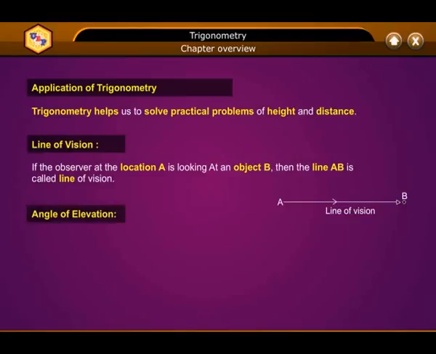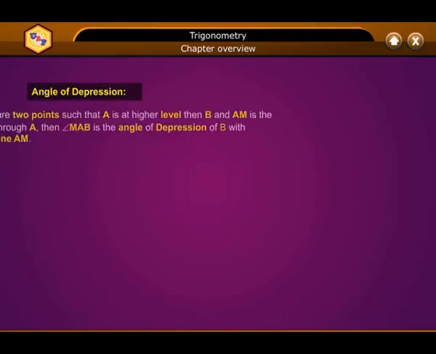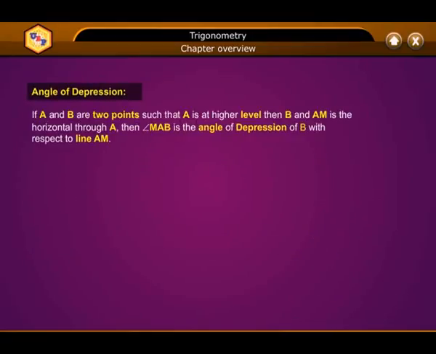Angle of elevation. If A and B are 2 points such that B is at higher level than A and AM is the horizontal line through A, then angle MAB is the angle of elevation of B with respect to line AM. Angle of depression. If A and B are 2 points such that A is at higher level than B and AM is the horizontal through A, then angle MAB is the angle of depression of B with respect to line AM.